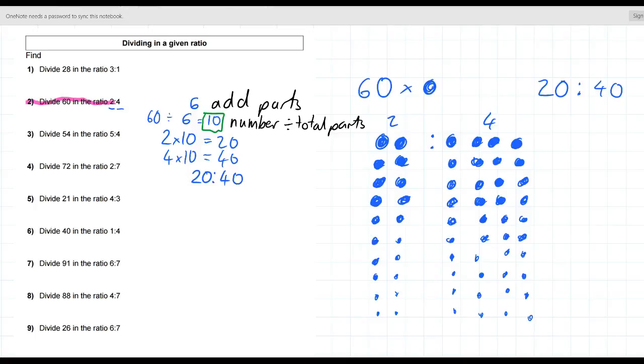Okay, so just to summarize, add the parts, divide the number you're dividing the ratio by the total number of parts to get how many groups of the ratio you need, then just times by that number, and you'll get the new ratio.